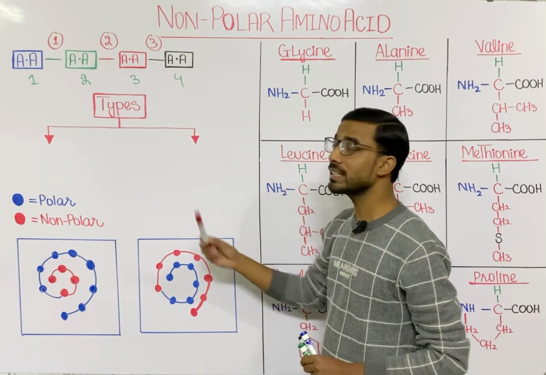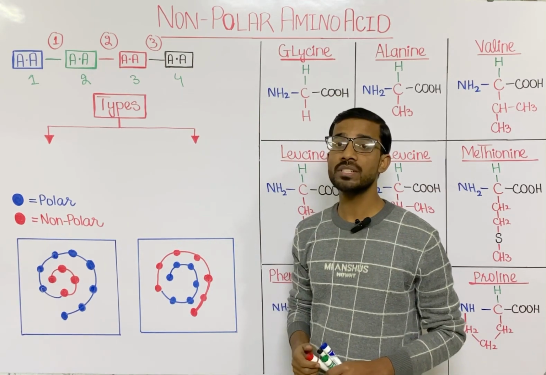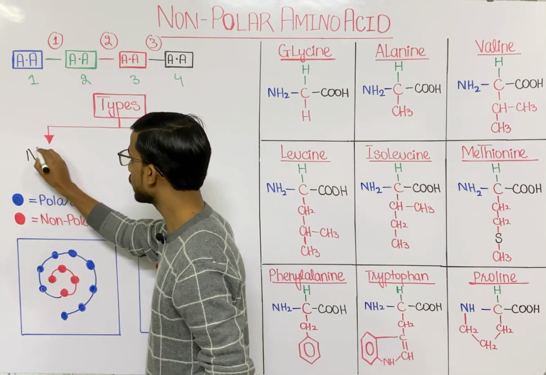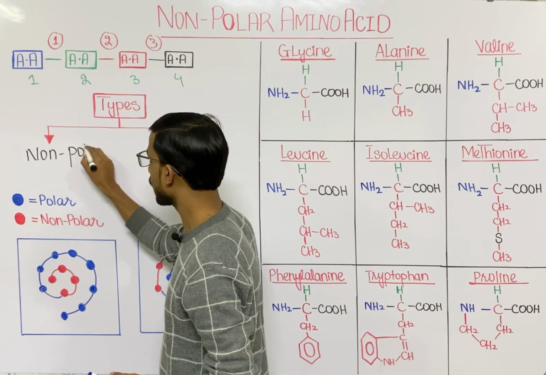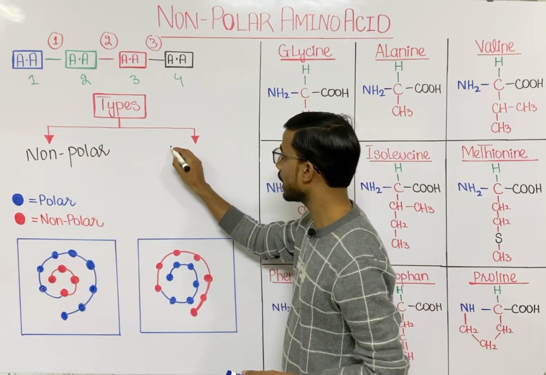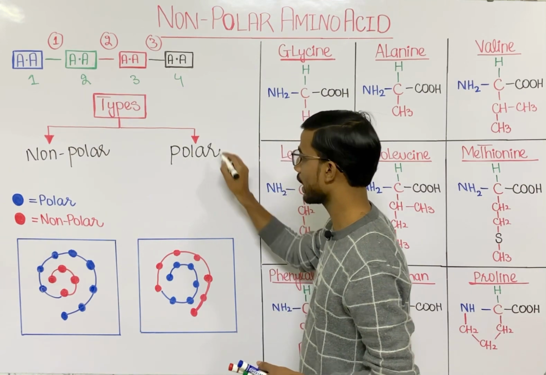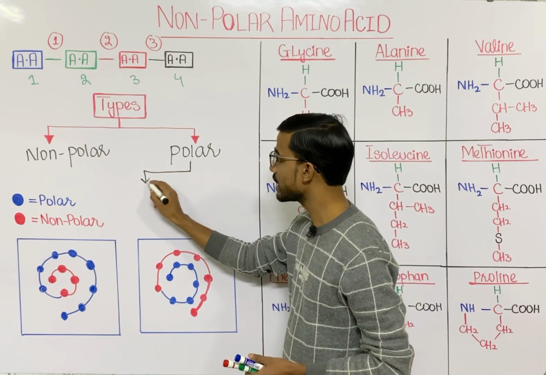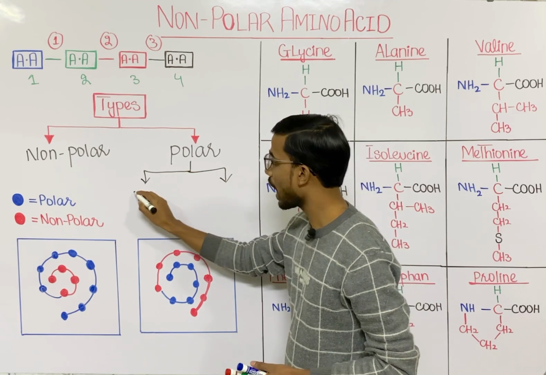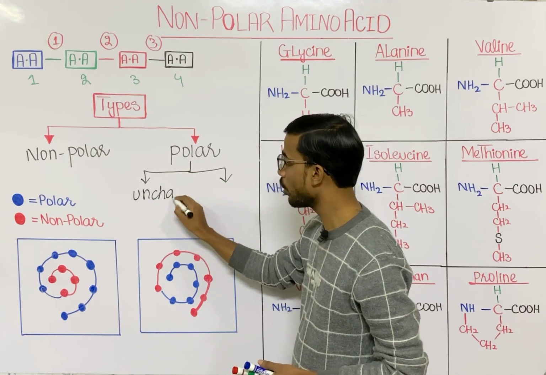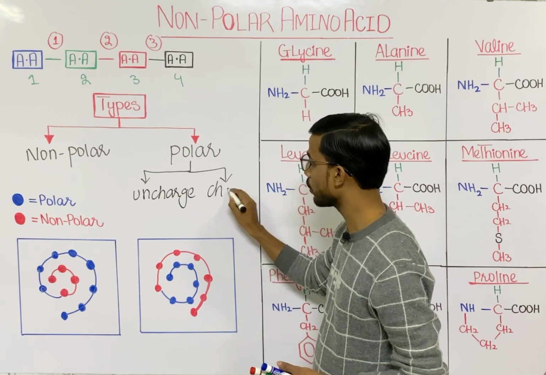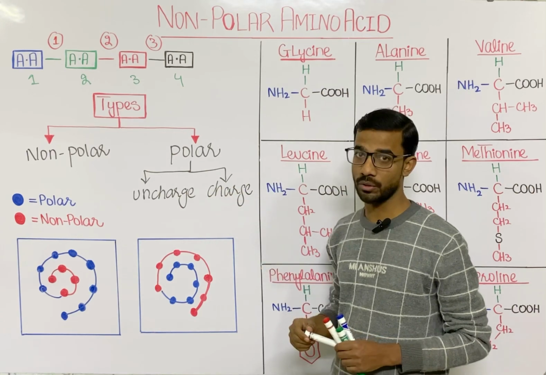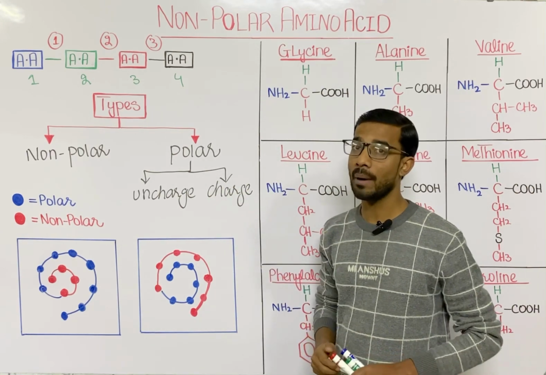If we look at the types of amino acids, you will see two major types: non-polar amino acids and polar amino acids. The polar amino acids are further categorized into two: the uncharged, having no charge, and the charged amino acids. Charged and uncharged amino acids lie in the polar amino acids.